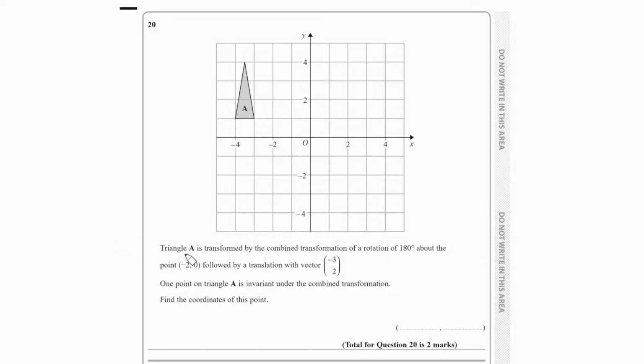So let's see. Triangle A is transformed by the combined transformation of a rotation of 180 degrees about the point -2, 0. So make sure you get that right, not 2, 0 here. Followed by a translation with vector -3, 2. So what I would do is map it out literally. For a 180 degree rotation, I would recommend using tracing paper. I don't have that, so I normally just look at the squares. If it was left 1 and then up 1, 180 degrees would be right 1, down 1. It's literally the opposite, isn't it?